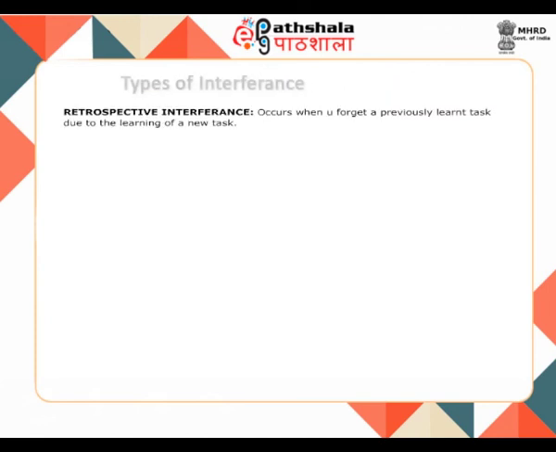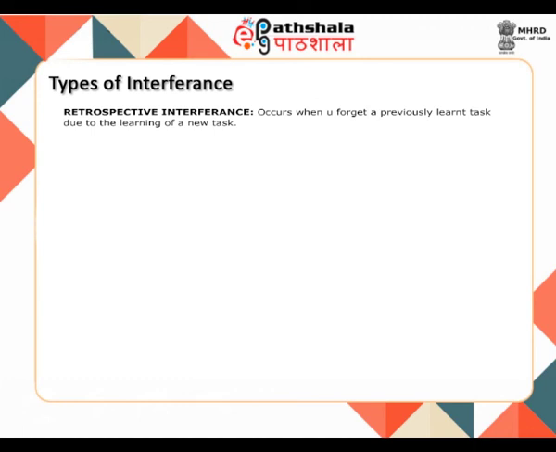In the following slides, we will understand interference theory. It states that forgetting occurs because memories interfere with and disrupt one another. There are two ways in which interference can cause forgetting. Retrospective interference occurs when you forget a previously learned task due to the learning of a new task.